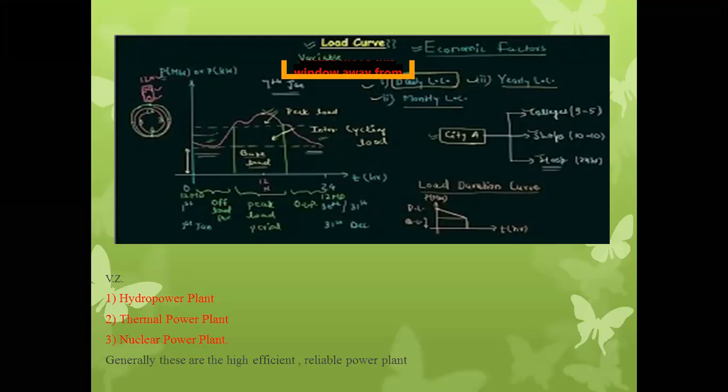So the first example of the base load power plant we are going to study in detail, means their layout diagram, their site selection, and their various electrical constituents and structural constituents we have to study. So we will move to the next slide, where we will start with the hydropower plant. This is one of the base load power plants.